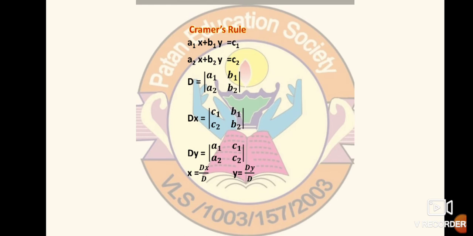Now the next formula is for x, to get the value of the variable present in the example. x is equal to dx by d, and y is equal to dy by d. Suppose in the example variable m is there, then m is equal to dx by d, and if n is there, then n is equal to dy by d. Whatever variables are there in the example, you need to write that. Okay. Now let us see, with the help of 2 examples, we are going to learn Cramer's rule.